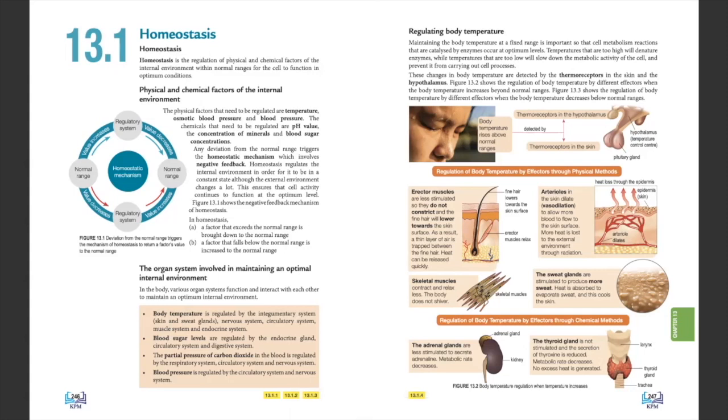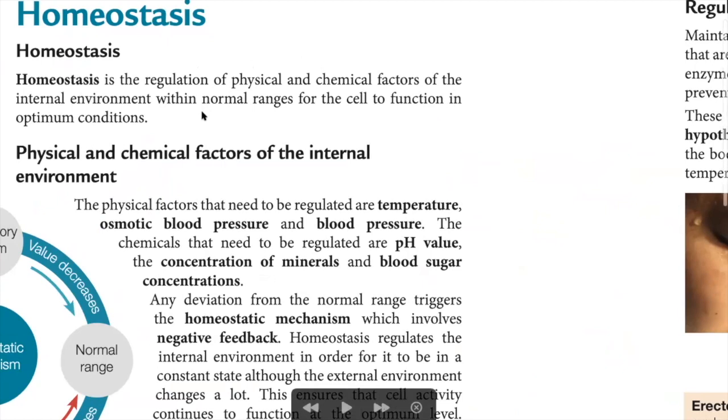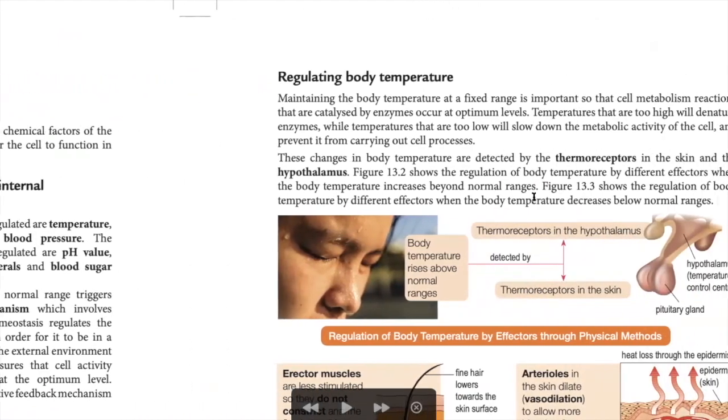I'm sure all of you are familiar with this term because you have studied it since Form 1. Let's just revise what it means. Homeostasis is the regulation of physical and chemical factors of the internal environment within a normal range for the cell to function in optimum condition. So I would say homeostasis is the process to maintain the internal environment so that the cells can function in optimum condition.